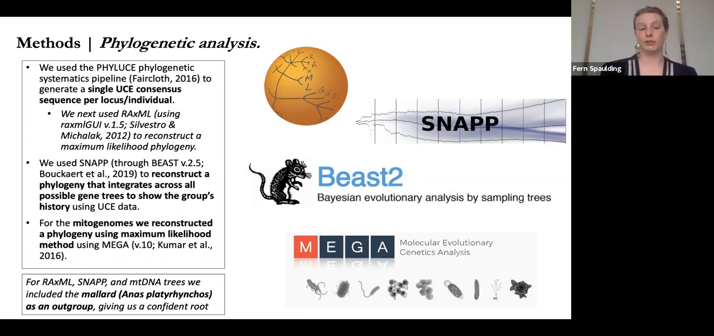For our mitogenomes, we reconstructed the phylogeny using maximum likelihood methods in the program MEGA. For each of these 3 phylogenetic analyses, we again used the Mallard as an outgroup to give us a confident root.